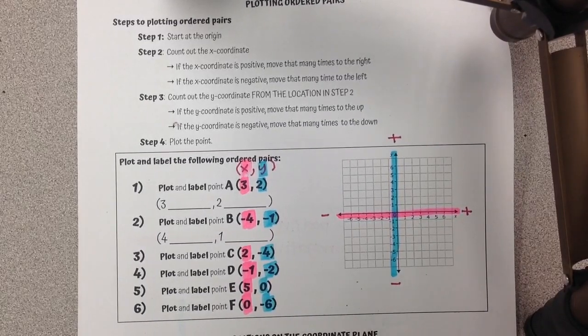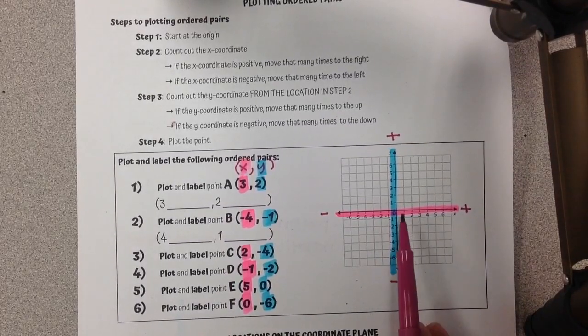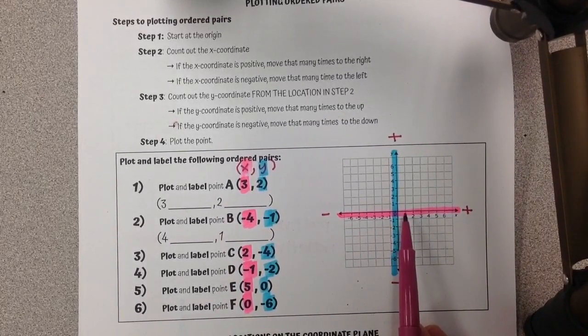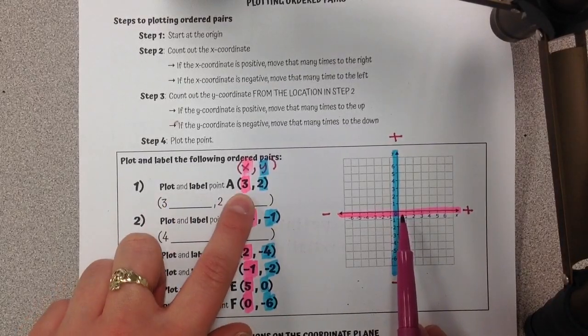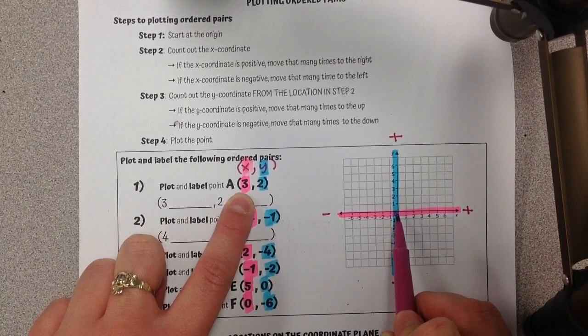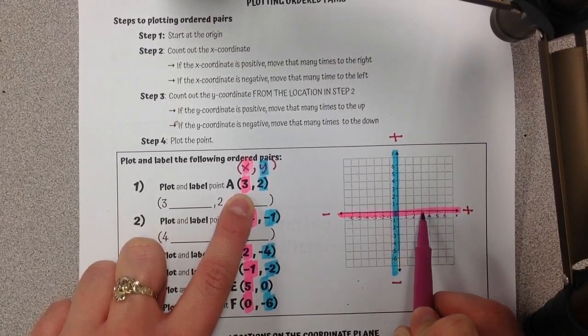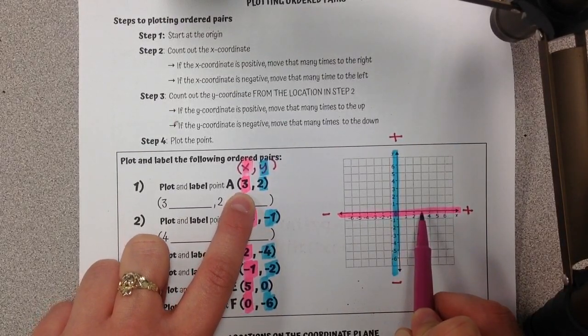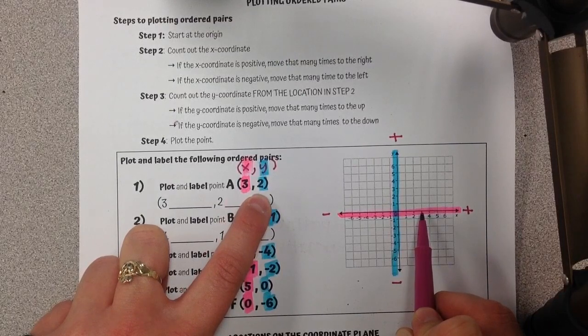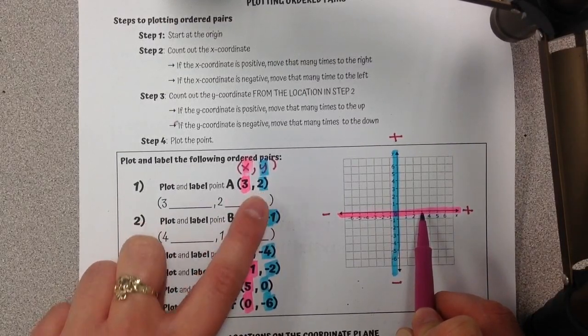Okay? So we're going to start by plotting the points and then labeling them with the correct letter. Okay? So step 1, we always start at the origin. Okay? Then we're going to count out the x-coordinate. So in this case, my x-coordinate is 3. So I'm going to count out the positive direction, 1, 2, 3. Okay? Then my y-coordinate is 2. Since this is a positive y-coordinate, I'm going to be moving up 2.